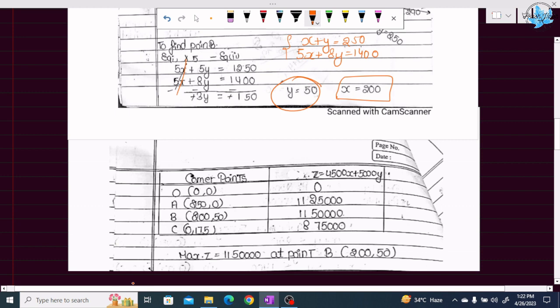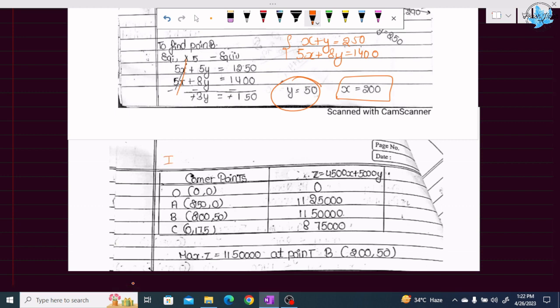The next step is to make a table of the corner points and Z, that is the objective function. We have the four coordinates, that is O, A, B and C. We know the coordinate of O is the origin, that is 0, 0. The coordinate of A is 250, 0. We have found the B coordinate, that is 200, 50, and the coordinate of C is 0, 175. The Z function we have already made, that is 4500x plus 5000y. Now we have to put these coordinates in the above equation.